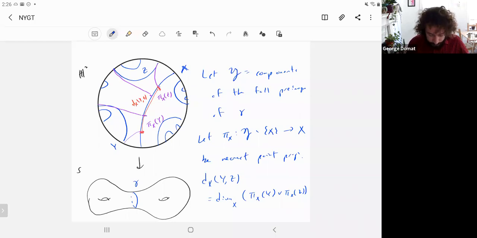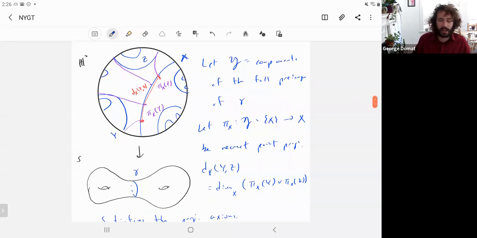Great. So any question on this definition example?